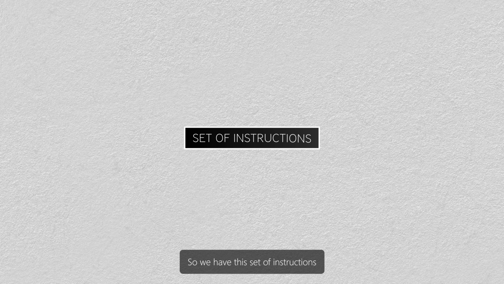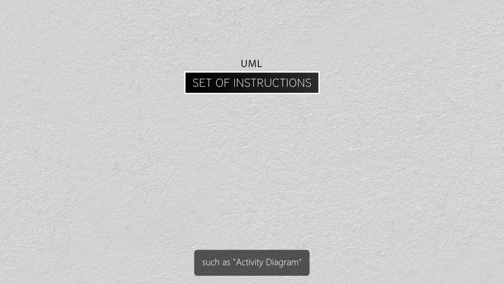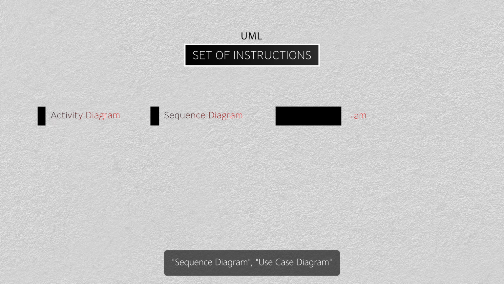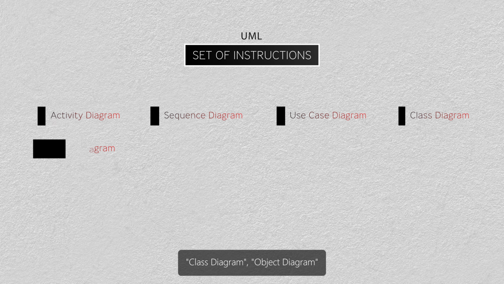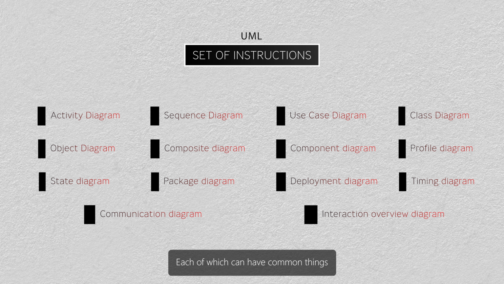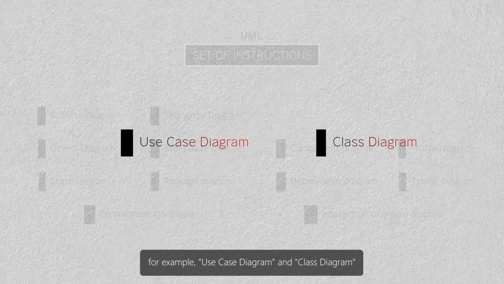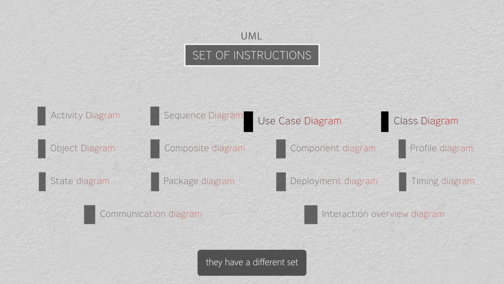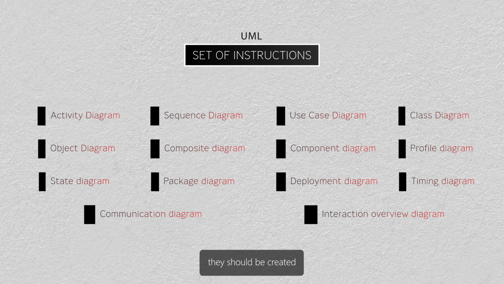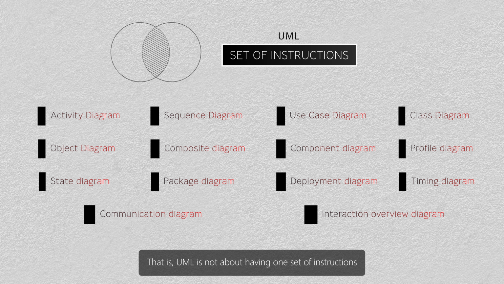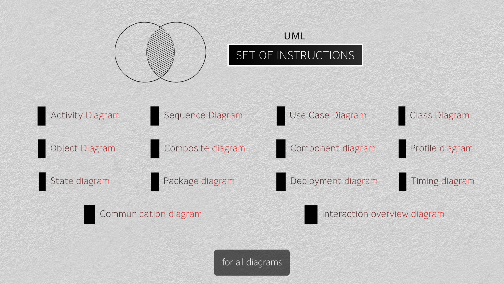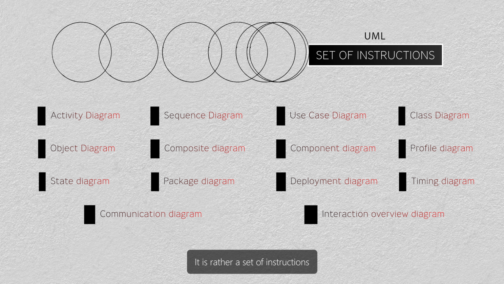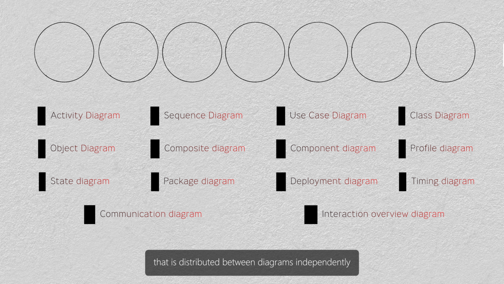So we have the set of instructions of how diagrams should be created, and then we have specific diagrams such as activity diagram, sequence diagram, use case diagram, class diagram, object diagram, and so on. Each of which can have common things, but usually they are different from others. For example, use case diagram and class diagram are completely different and serve a different purpose. And accordingly, they have a different set of instructions of how they should be created. That is, UML is not about having one set of instructions for all diagrams. It is rather a set of instructions that is distributed between diagrams independently.